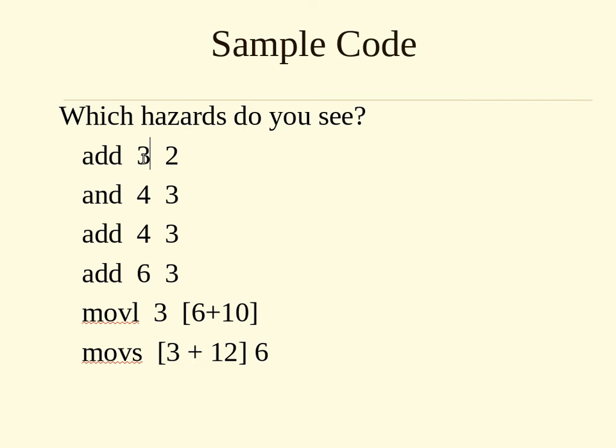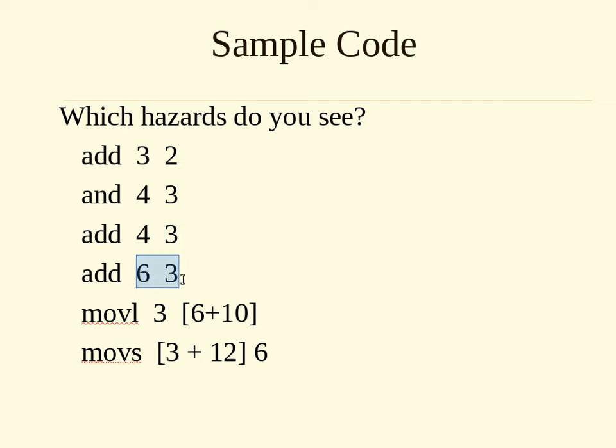Well, you have an add. You're going to add 3 and 2 and write to 3. Okay, we're good. We're going to AND 4 and 3. Well, there's your first hazard because we have to read from 3, but it's going to be written back here. And then we're going to add 4 and 3 again after we've ANDed it. There is also a hazard here because this 4 needs to be read here, as well as this 3 needs to be forwarded down here.